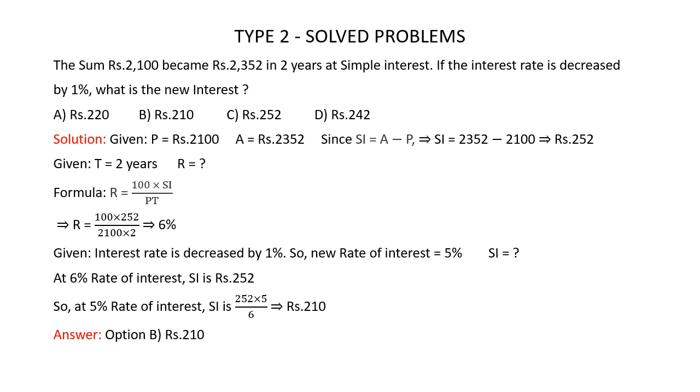Now we know that at 6% rate of interest, simple interest is rupees 252. So at 5% rate of interest, simple interest would be 252 multiplied by 5 divided by 6, which is nothing but rupees 210. So the new simple interest is rupees 210. The correct answer is option B, 210.